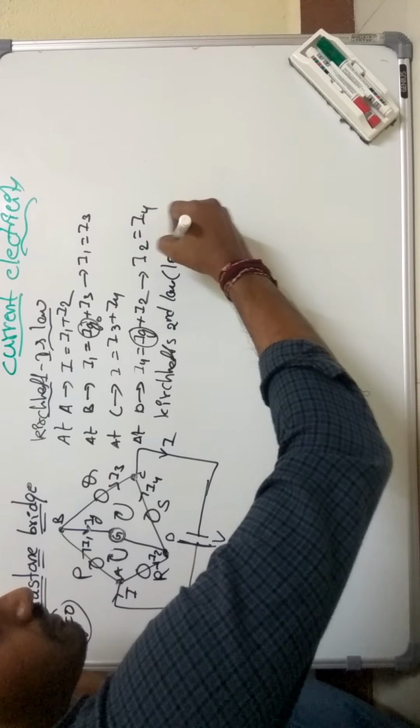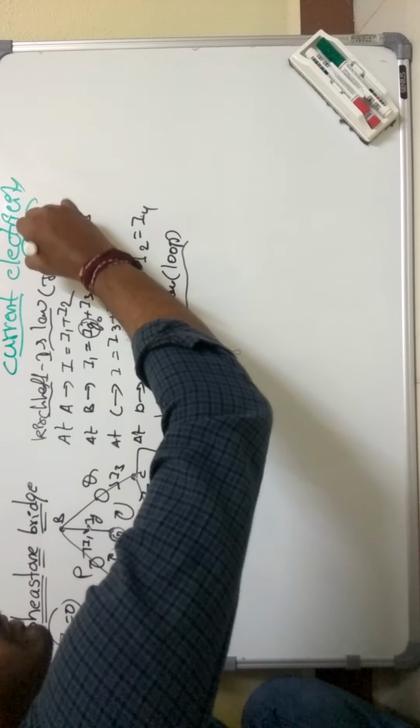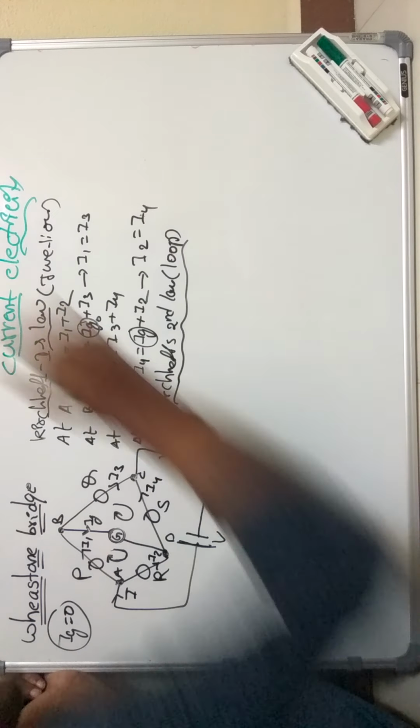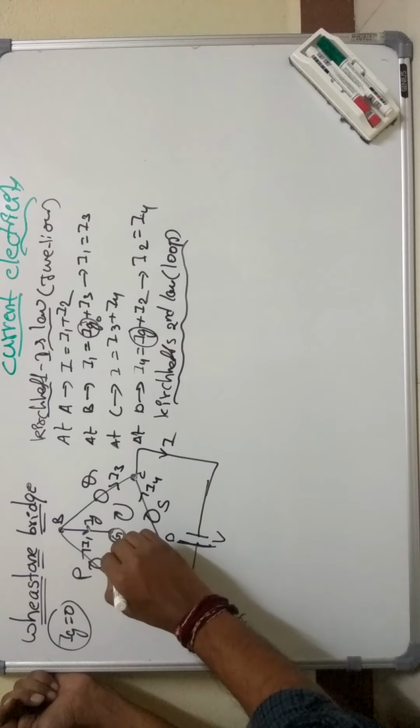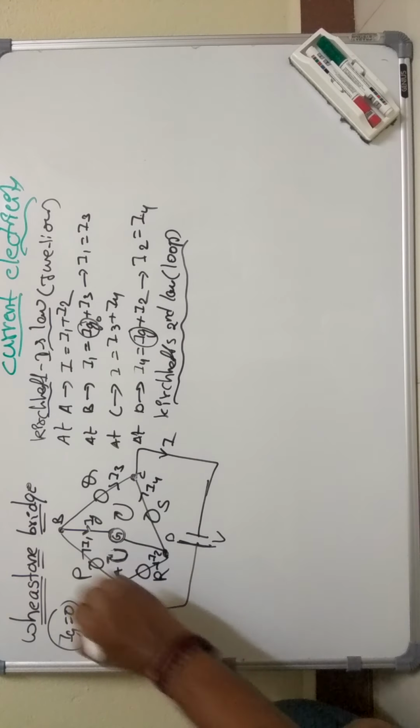Or loop law. This is junction law. Remember that. Here, how many loops are there? Loop 1 and loop 2. So I am taking a clockwise direction.